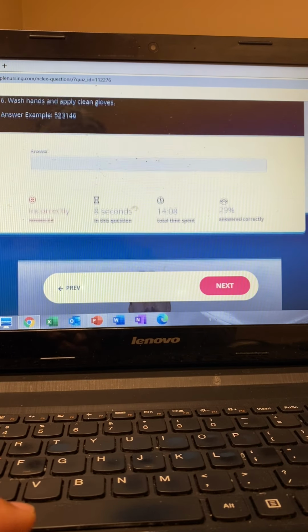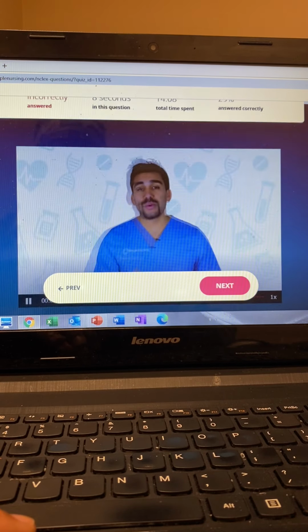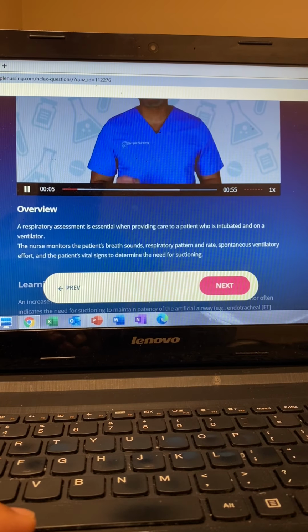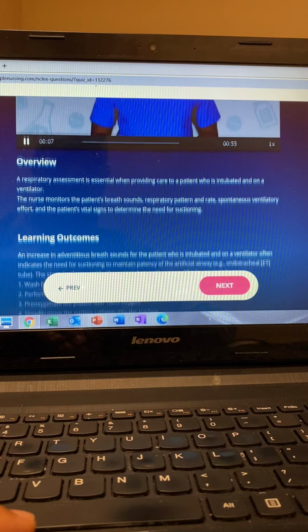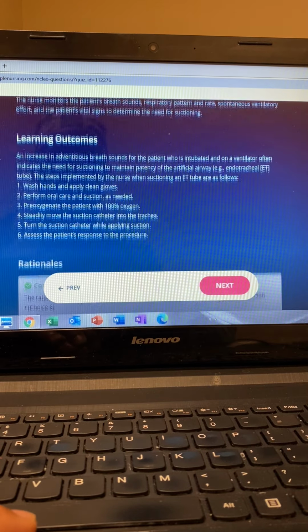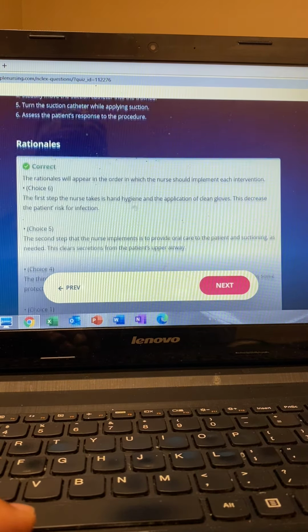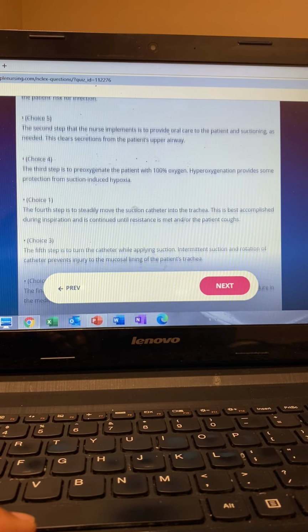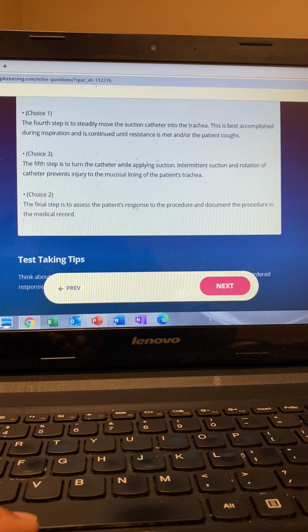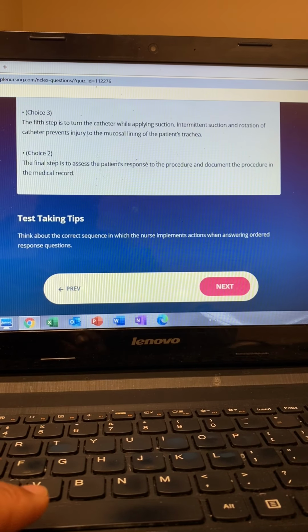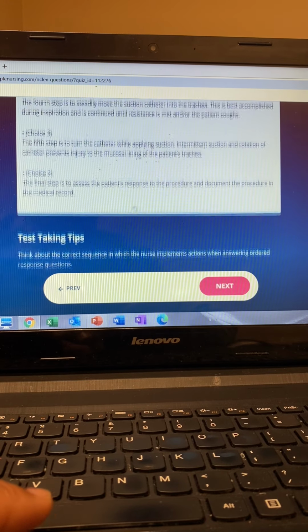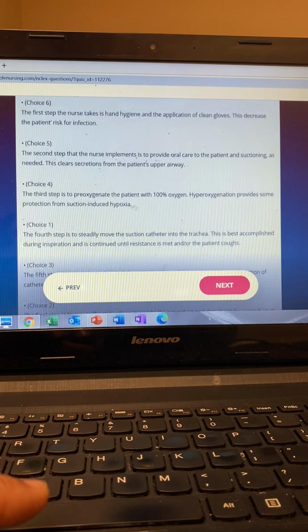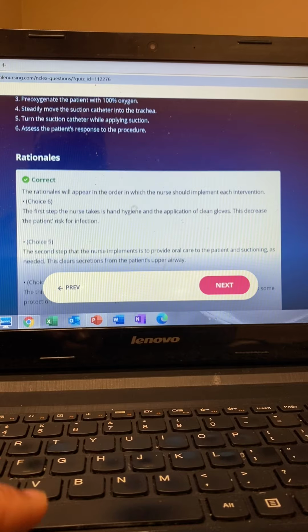Now, using our 3 steps, let's break this down. This question's asking, placing in order the key problem here, suction in a patient who is intubated and on a ventilator. So immediately, before looking at the options, you're thinking oxygen, closed system, clean, and the correct PPE here. So solutions we're looking for is the correct steps to suction this patient.